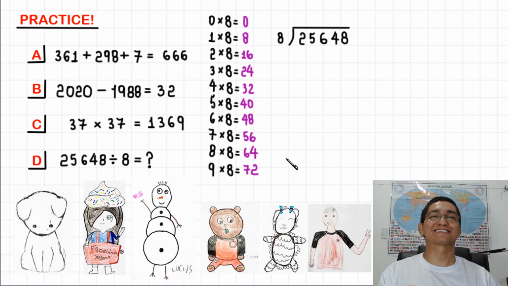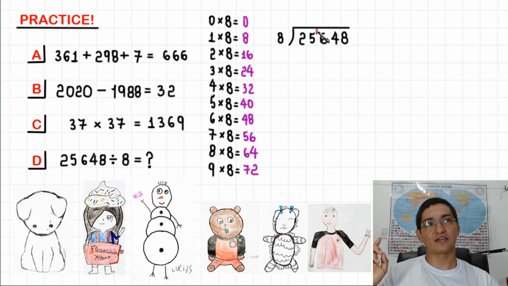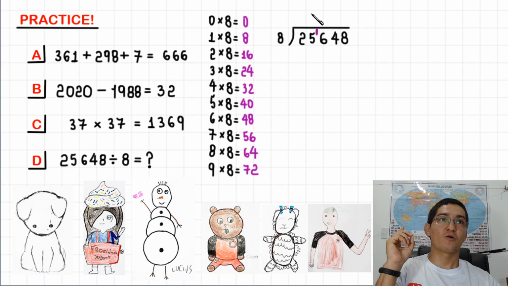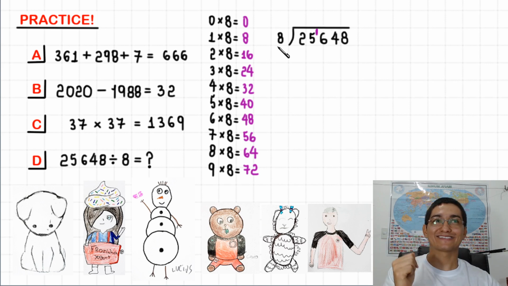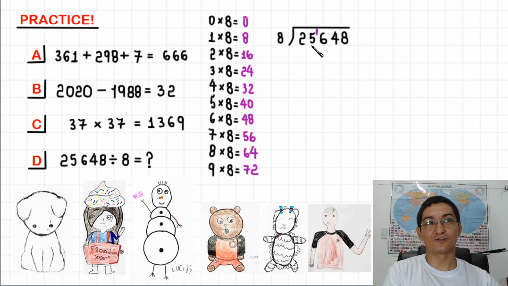Now let's start the division. We start by taking a look at the first digit. It is 2. Since it's less than 8, we do not start yet. We group it with the next digit. So now we work with 25. And the next step is, how many times does 8 go into 25 without going over?